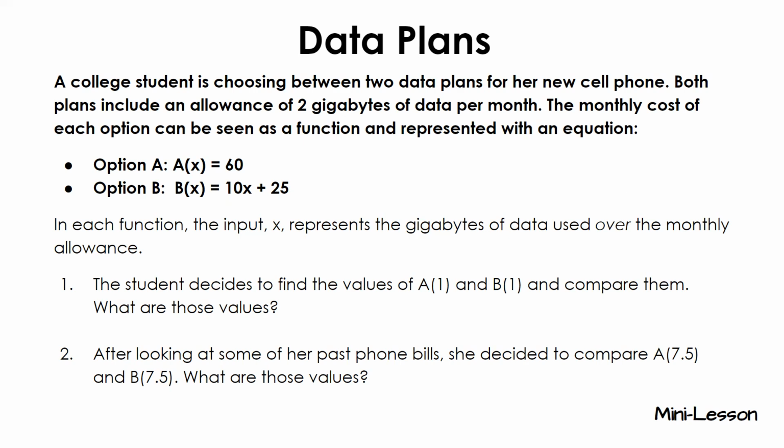The monthly cost of each option can be seen as a function and represented with an equation. In each function, the input X represents the gigabytes of data used over the monthly allowance. The student decides to find the values A of 1 and B of 1 and compare them. So how do we go about finding A of 1? What would we do? Plug it in. Is there any X value over here? No. So A of 1 is going to equal 60.